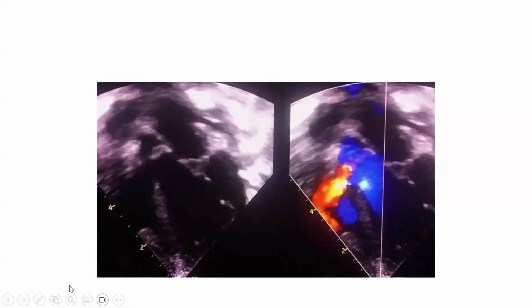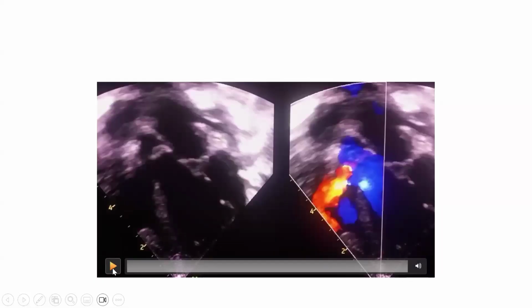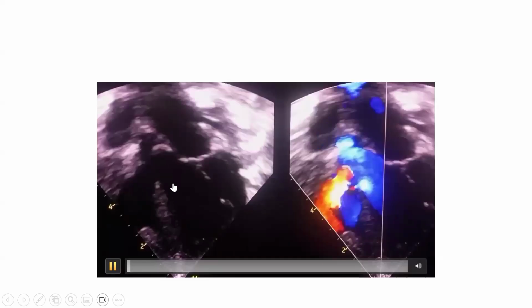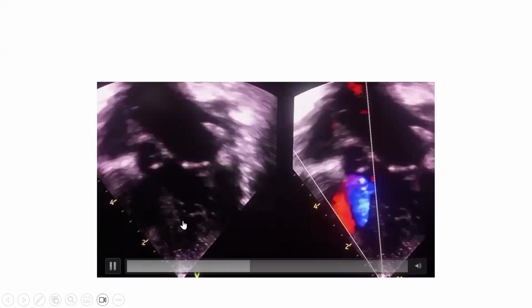And then let's see which kind of VSD we have here. Okay, so this is a typical perimembranous VSD. This one is shunting left to right.